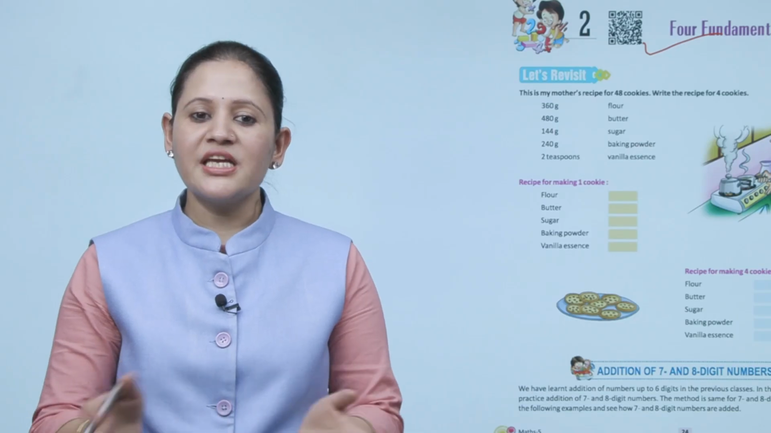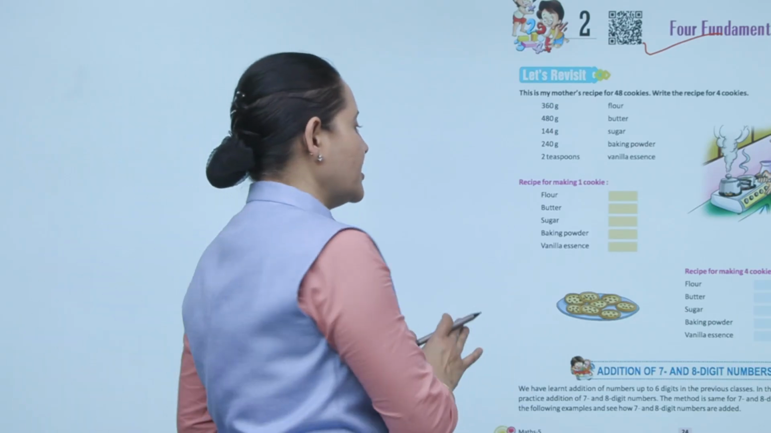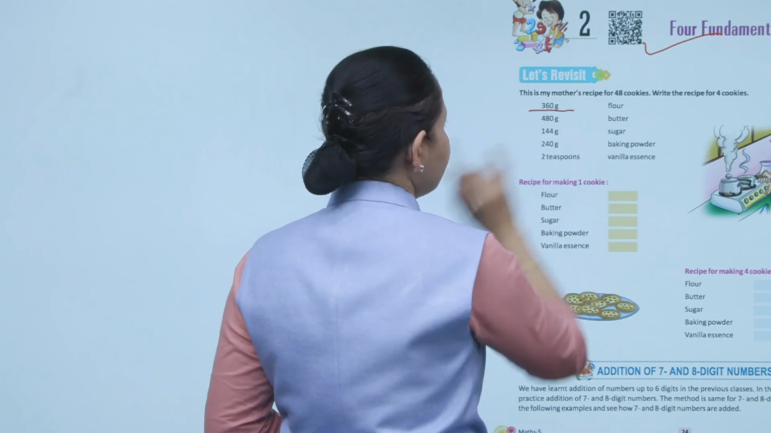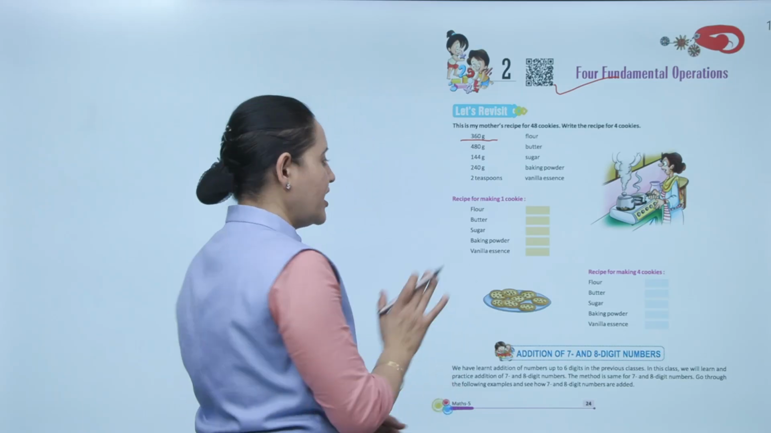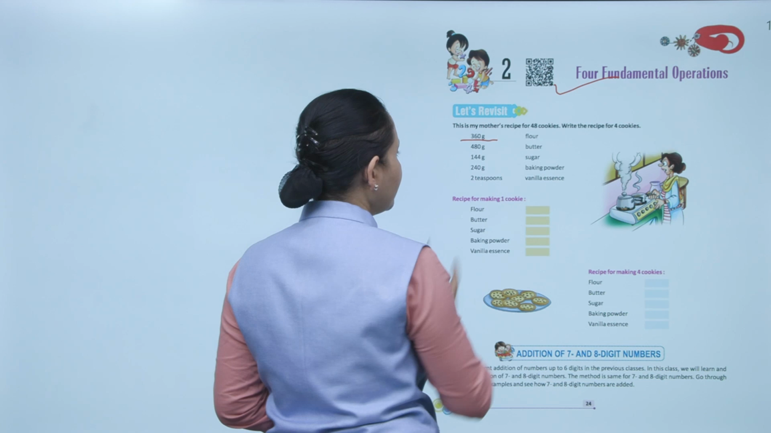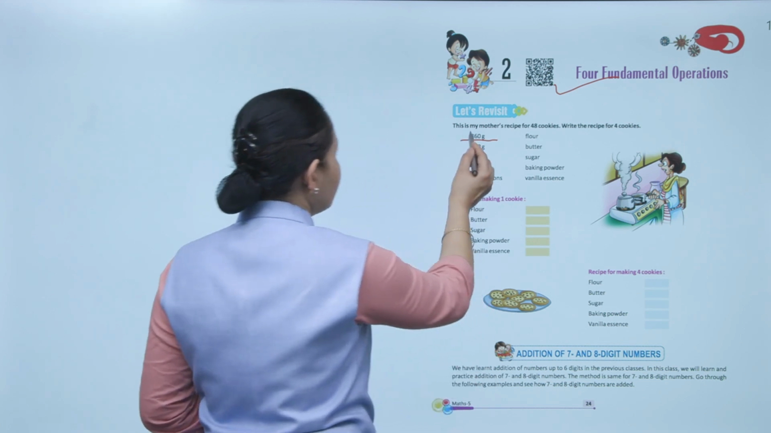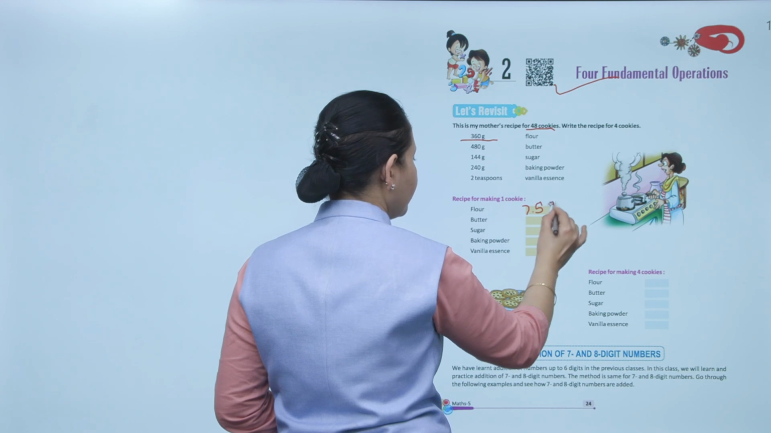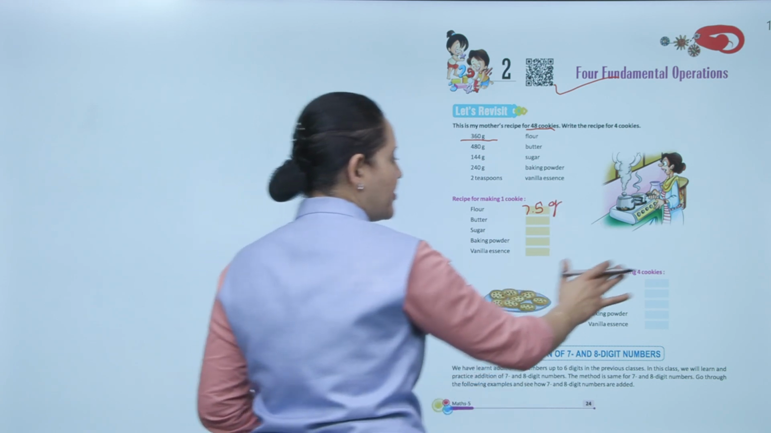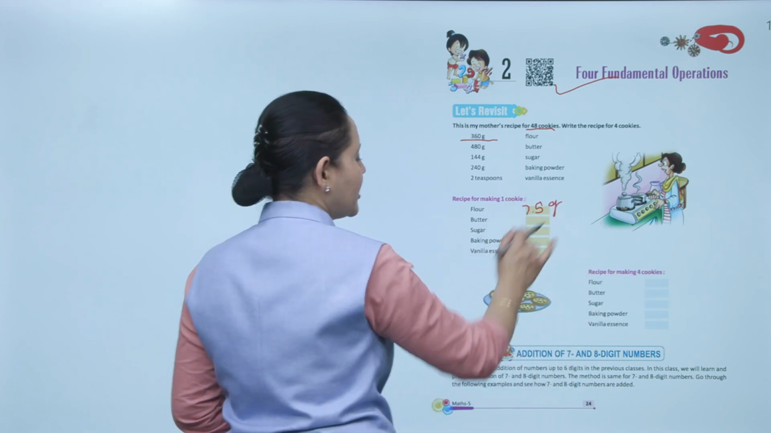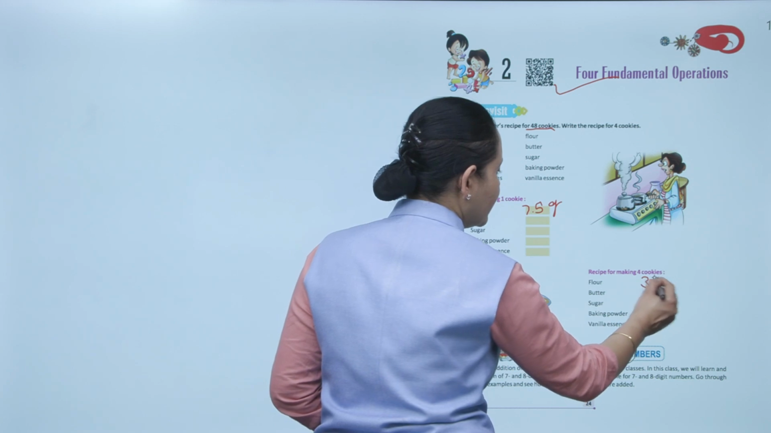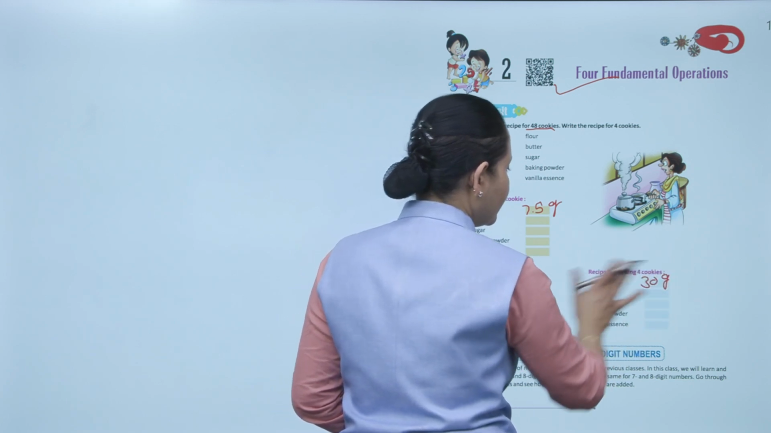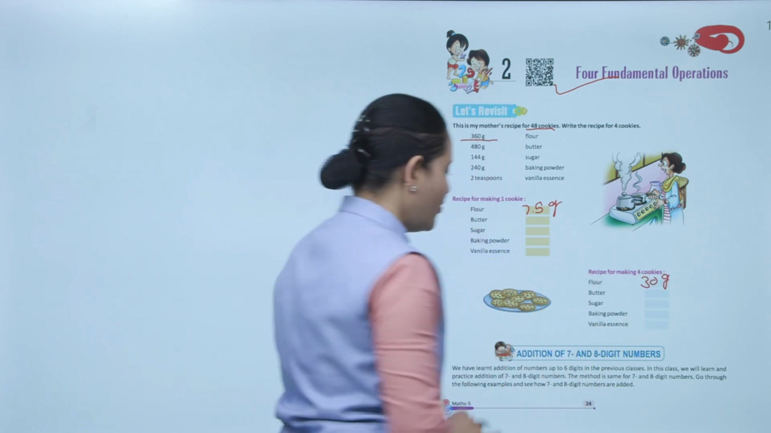So recipe for making 1 cookie. Flour is 360 gram. So we have to find the recipe for making 1 cookie. So 360 divided by 48, that is 7.5 gram. So for making 4 cookies, 7.5 multiplied by 4, that is 30 grams. So we need 30 gram flour for making 4 cookies.